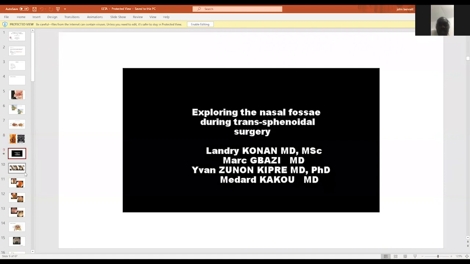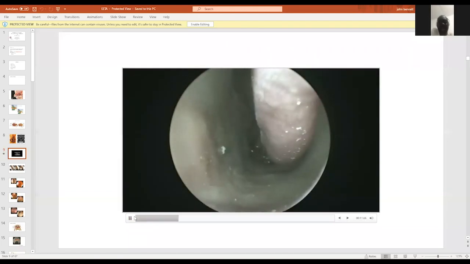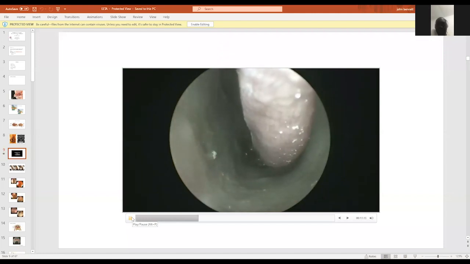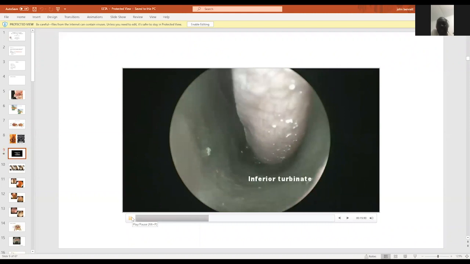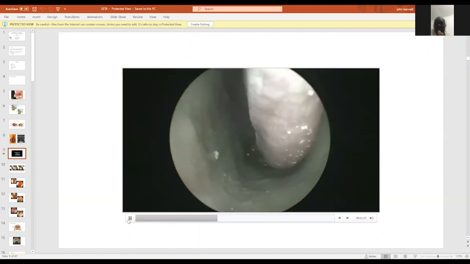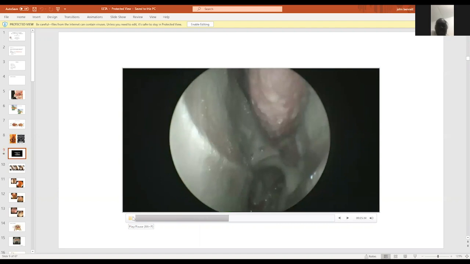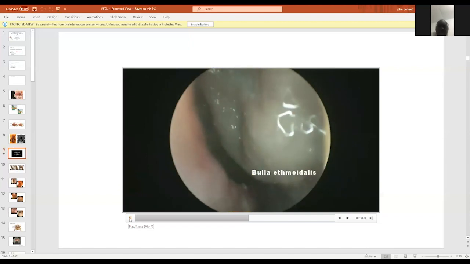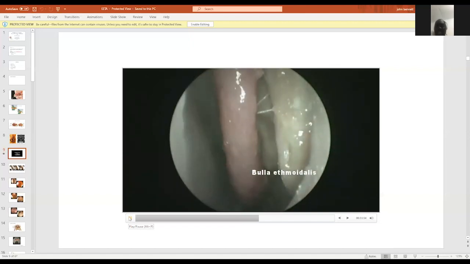So that was a short video to help you identify the inferior turbinate, middle turbinate, and bulla ethmoidalis. This is a short video that we did in our anatomy lab. When you get your endoscope, go down, you'll find the floor, and you find the floor laterally. So here is the left nostril. You see the middle turbinate, and on the left, you see the nasal septum. If you go forward and upward, you will see the middle turbinate, and laterally, you have the bulla ethmoidalis.